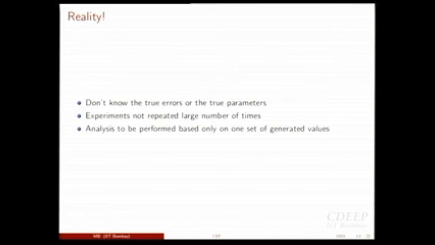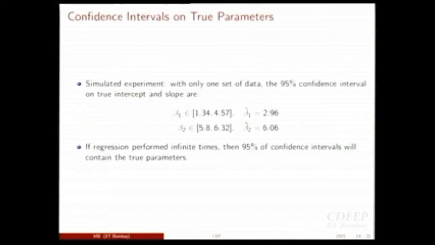We have one data set. So, let's say for 10 values of x, we have one set of y values. We want to perform that analysis based on only one set of generated values. Without going too much into how to obtain this, we can actually do a lot of things with that one set of data. So for this simulated experiment, if I were to work with just one set of 10 observations, the estimates of my parameters using A transpose A inverse A transpose Y are: my intercept is 2.96, slope is 6.06. Remember that for this case, the truth we know is 4 and 6.